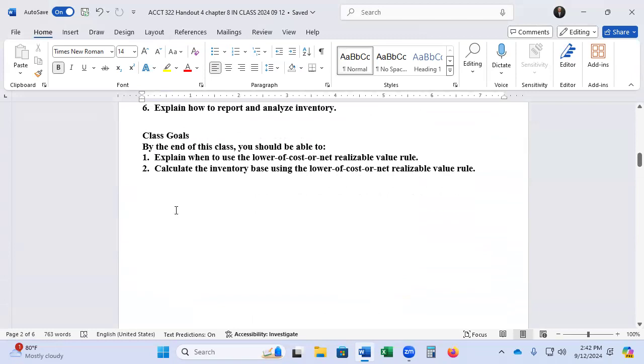Pretty short class today. We've only got 2 goals. Explain when to use the lower of cost or net realizable value, and calculate the inventory base using the lower of cost or net realizable value rule. All right. Use the lower of cost or net realizable value all the time, and you calculate it whichever one is lower. So it's pretty straightforward.